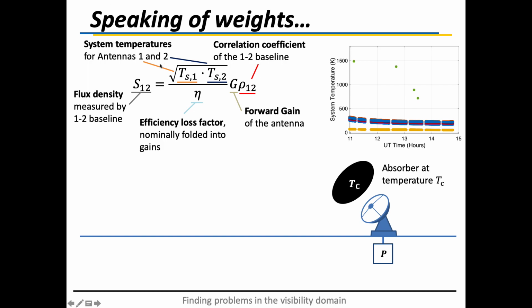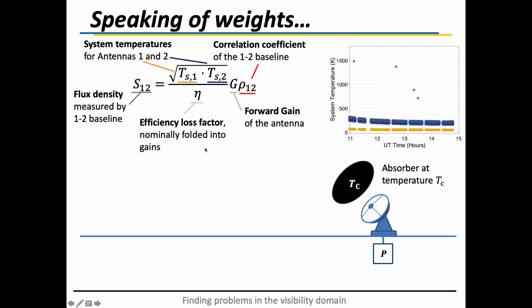So we have the system temperatures that are measured for antennas 1 and 2 on the baseline. We take the product of those two values and the square root of that product, so the geometric mean of the two values, divided by an efficiency loss factor. Typically these are system efficiency values that are usually pretty close to 1. That quantity is multiplied by a forward gain factor. This is basically an attribute of the collecting area of the telescope. So for a 6-meter telescope with 75% aperture efficiency, like the SMA dishes, this turns out to be 130 Janskys per Kelvin. Times this correlation coefficient, rho 1,2.